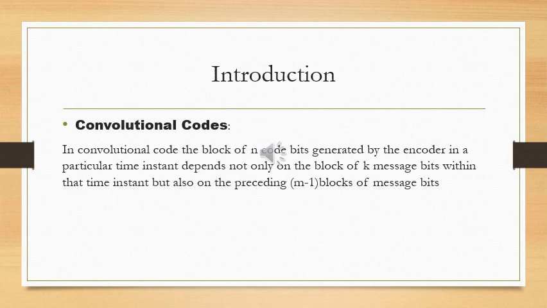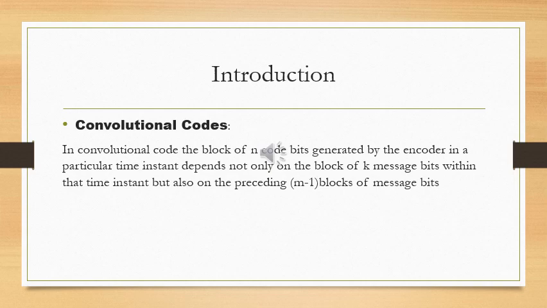Now in convolution codes, the block of n code bits generated by the encoder in a particular time slot depends not only on the block of k message bits within that time instant but also on the preceding m-1 blocks of message bits.